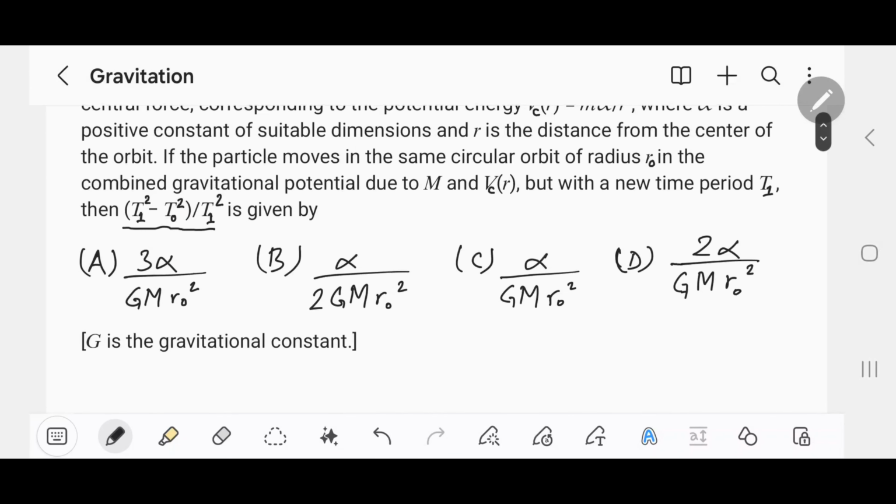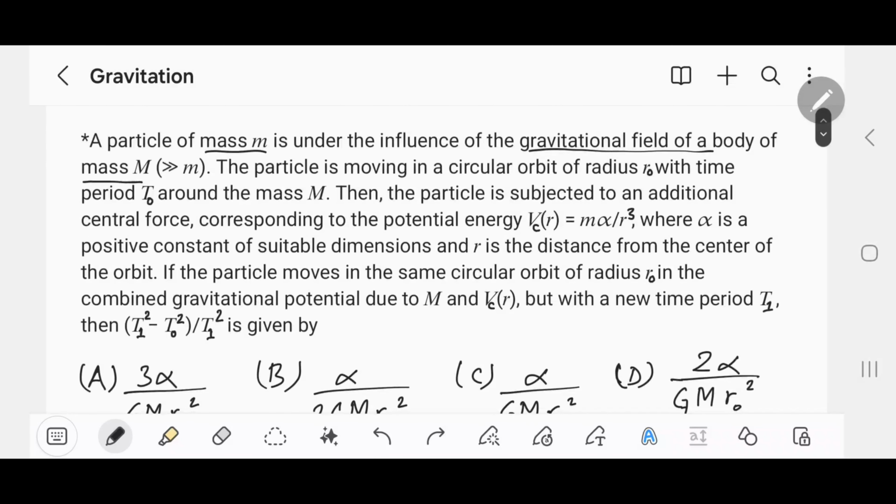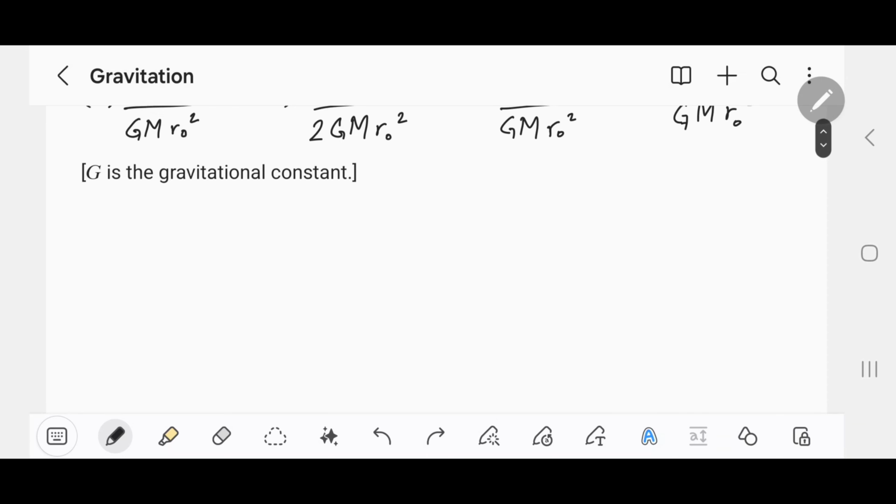There are four options given to choose. We need to find the value of t1 square minus t naught square by t1 square, and its value will be among these four options. So let's begin our solution.